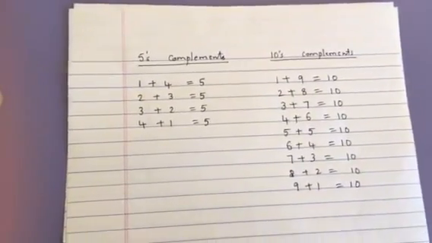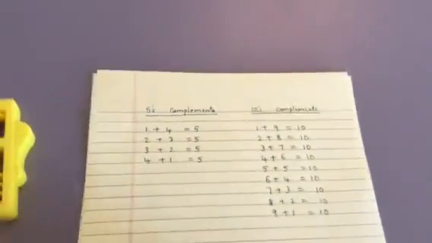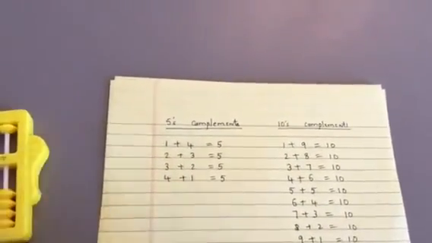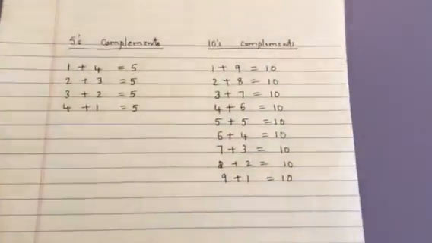And to help kids, we can ask them to use their fingers. So if I want the complement of 2, just close 2 fingers, you get 3. If I want the complement of 4, close 4 fingers, you get 1. So 1 plus 4 is 5, 2 plus 3 is 5, 3 plus 2 is 5, and 4 plus 1 is 5. Okay, and you also need to know 10's complement.